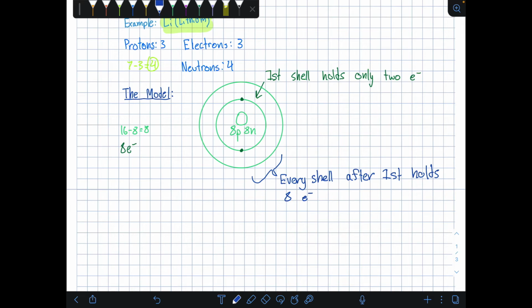So every shell holds 8 electrons after the first shell. We don't have 8 electrons actually here, but we do have 6, because we already wrote 2. So let's write those 6 in. If you want, try to make them look a little bit symmetrical. Now, let's just circle them here real quick so you can see them well.